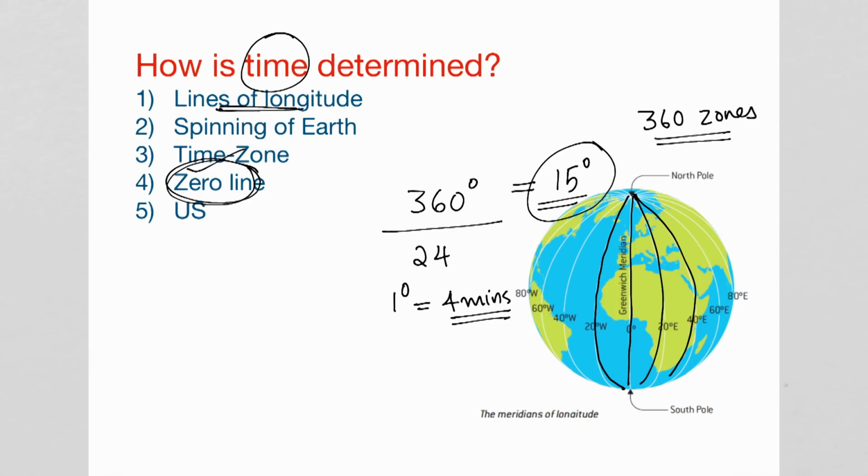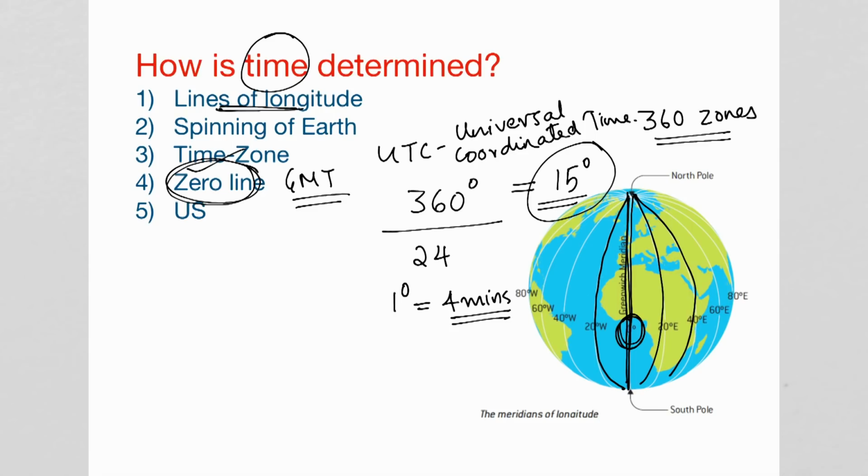Zero line means, as you will see in the figure, the 0 degree line which runs through Greenwich. Greenwich is in London and it is considered as the standard timeline. So the Greenwich line or the 0 line runs through Greenwich, London, and it identifies GMT. GMT is Greenwich Mean Time. It is also known as Universal Coordinated Time or UTC. And it is maintained by BIPM. BIPM is the Bureau of Weights and Measures. It is based in France.